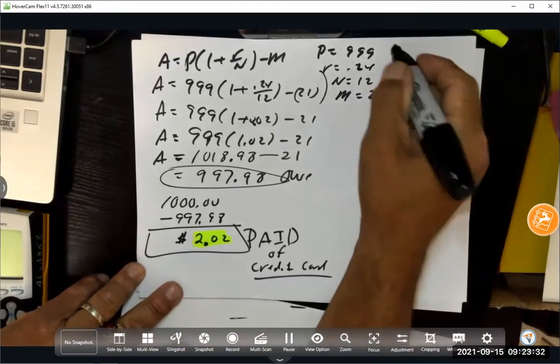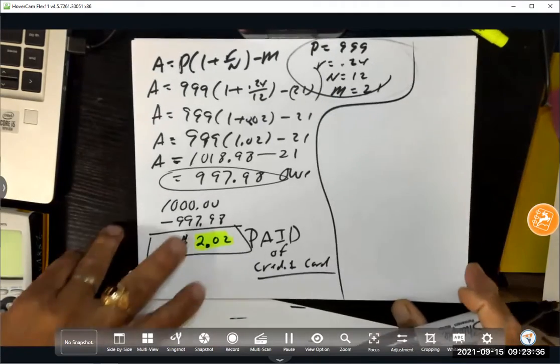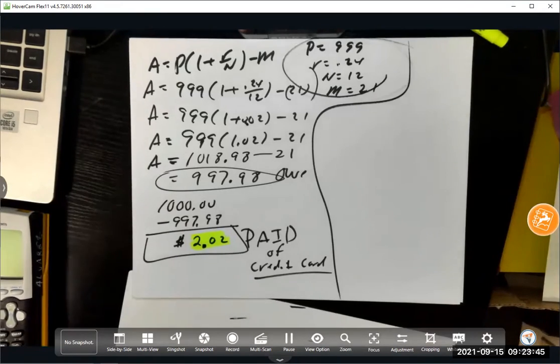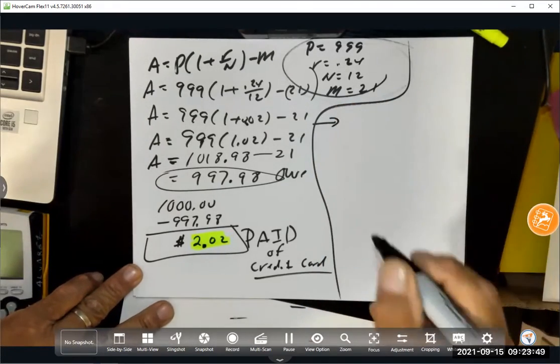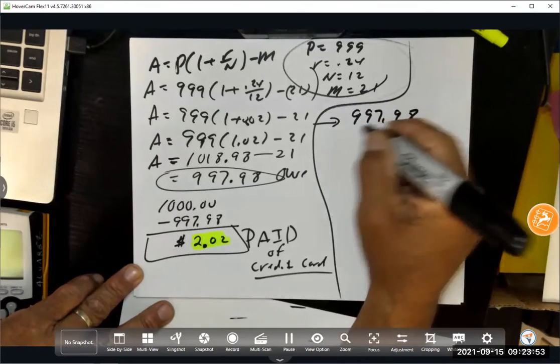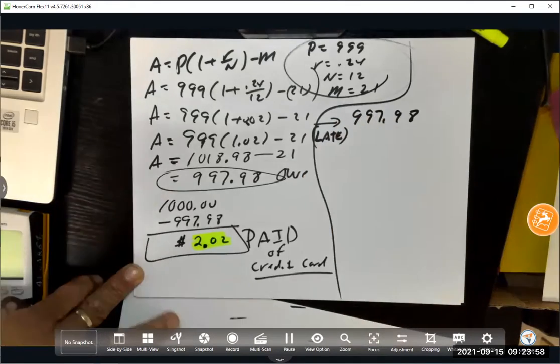Because you know why? Because you're helping the people at the credit card company. You're making them get money, right? That's a good thing for the people with the credit card, right? Yes. So now I'm gonna tell you something that could happen, and hopefully it's not gonna happen to you. You owe $997.98 right now. Suppose you send your payment late. Did they charge you for your mistake?